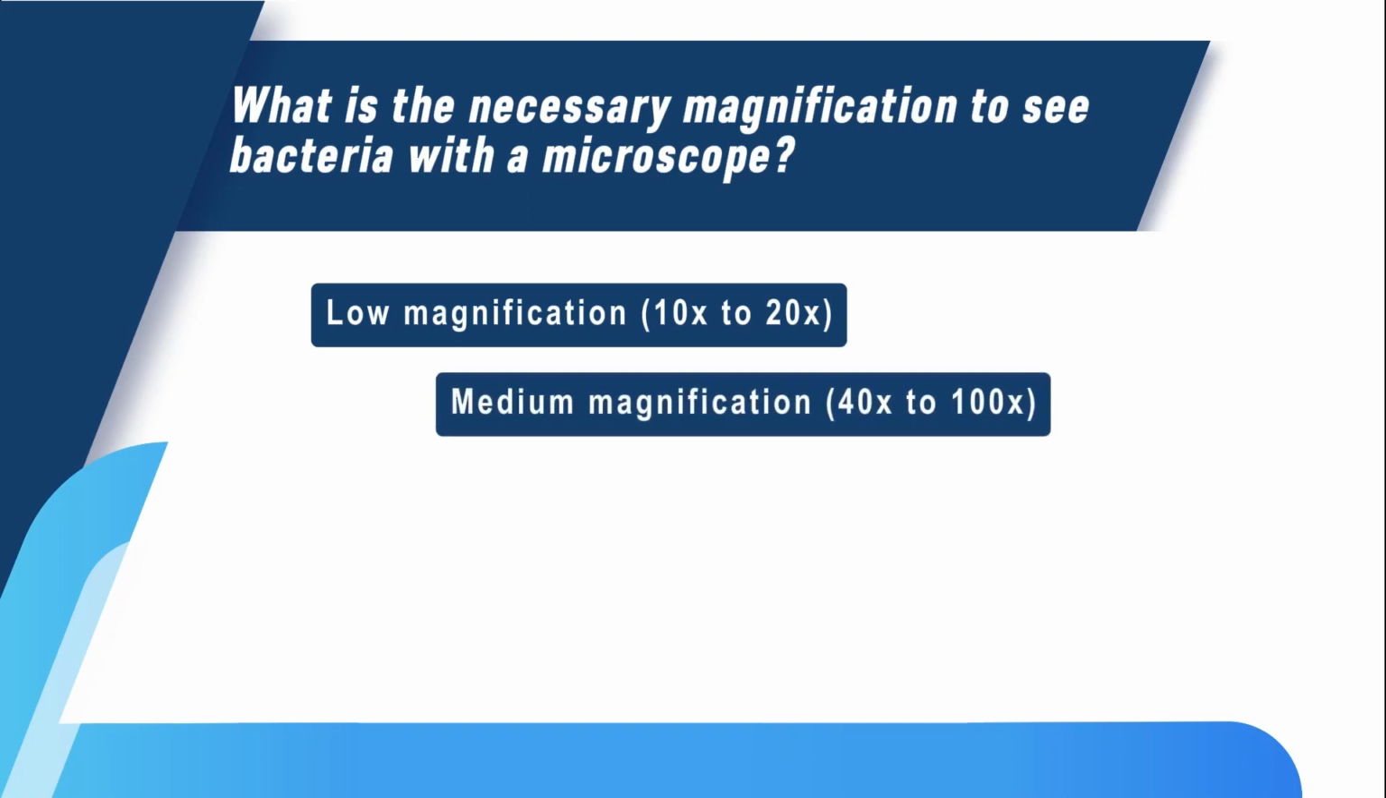Medium magnification, 40x to 100x. This range of magnification allows for more detailed observation of bacterial morphology, such as shape, size, and cellular structures. It provides clearer visualization of individual bacteria and their characteristics.